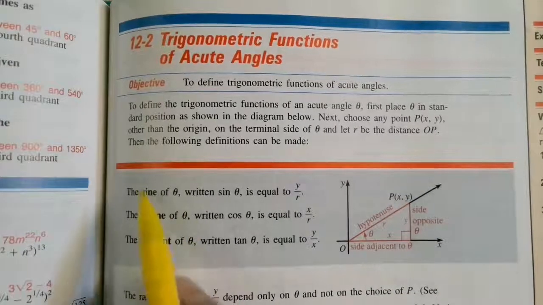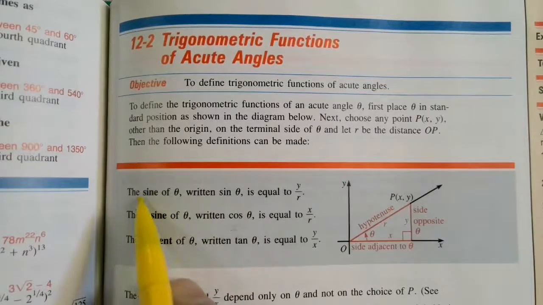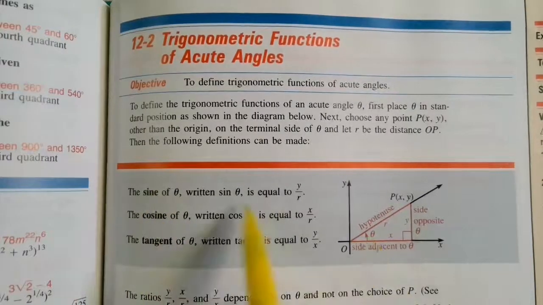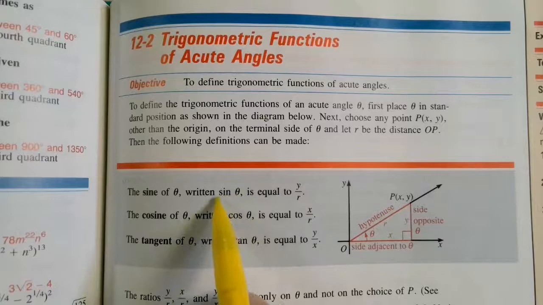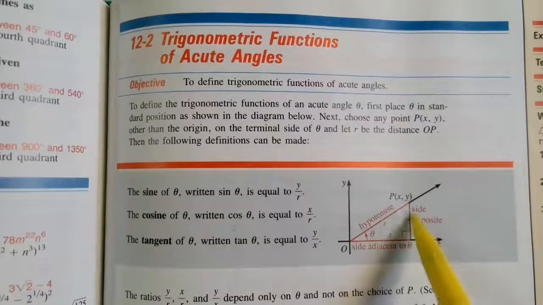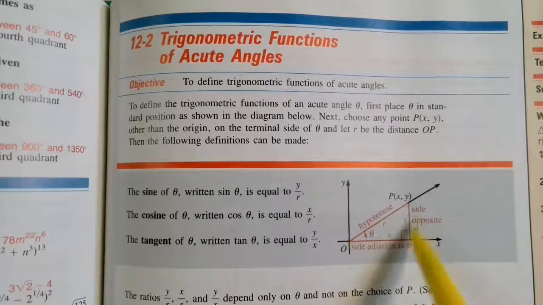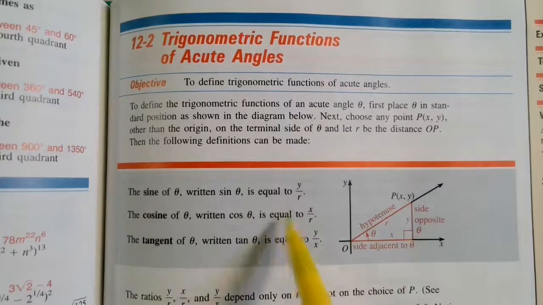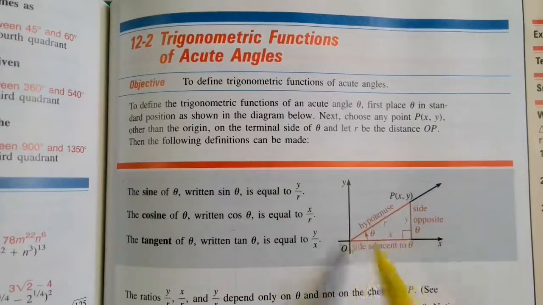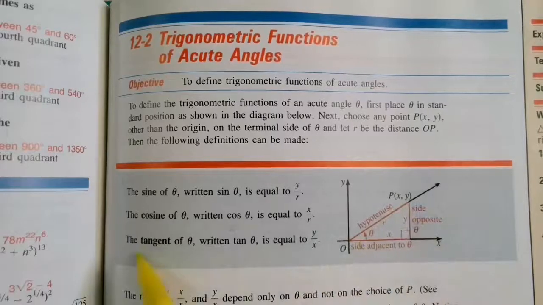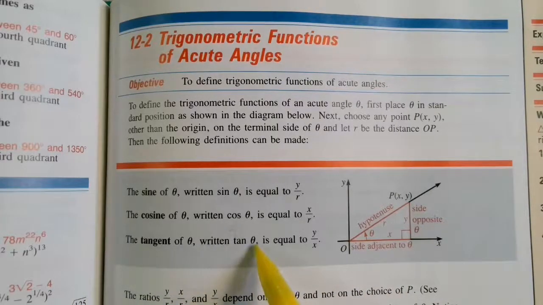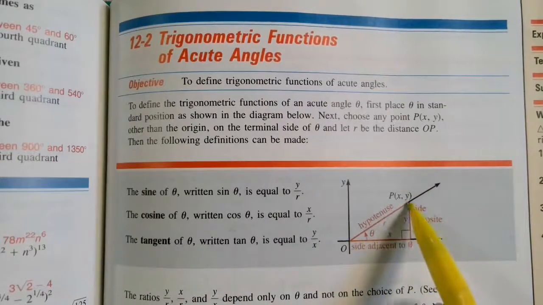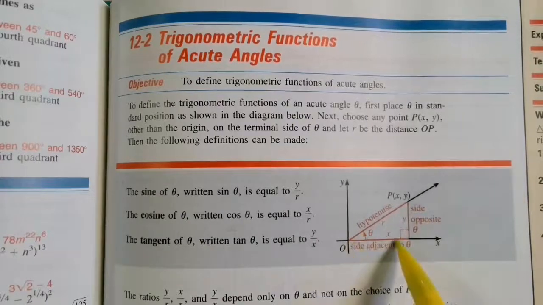Okay. Now, the sine of theta. We're defining these words. We have sine, cosine, and tangent. The sine of the angle theta, which is written sin theta, is equal to y over r, the opposite over the hypotenuse. The cosine of theta, written cos theta, is equal to x divided by r, the adjacent over the hypotenuse. And the tangent of theta, which is written tan theta, is equal to the opposite y over the adjacent x. So opposite over adjacent, y over x.